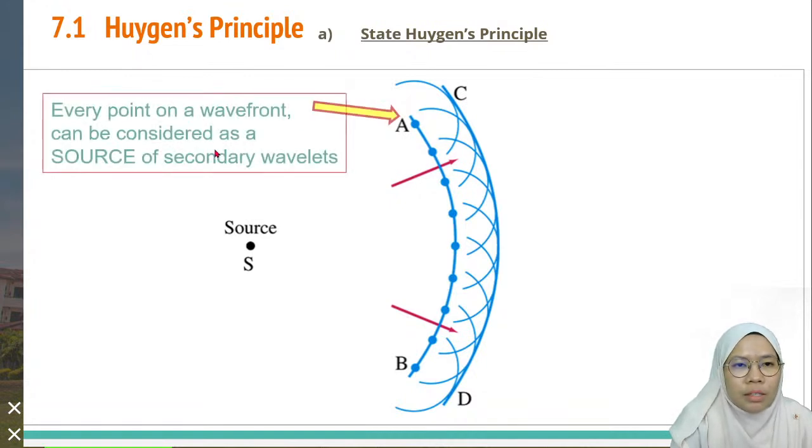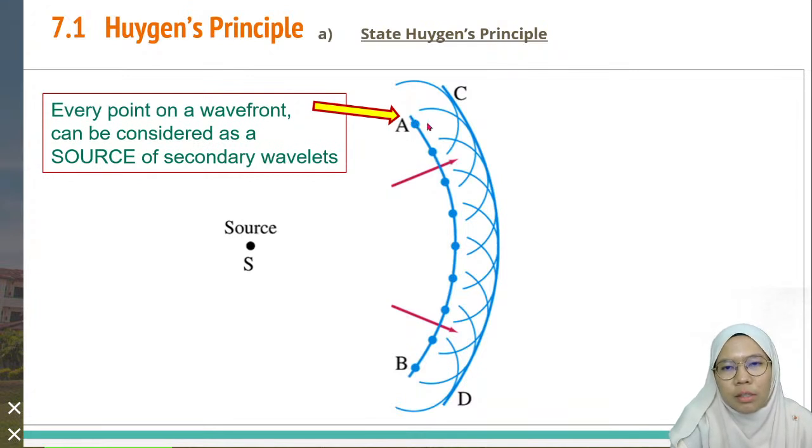So what does Huygens principle say? Every point on a wavefront can be considered as the source of secondary wavelets. So this is the initial wavefront, and every point on the wavefront is a source. Imagine that the dotted circles over here, 1, 2, 3, 4, and so on, represent the point sources. Every point source is able to generate secondary wavelets.